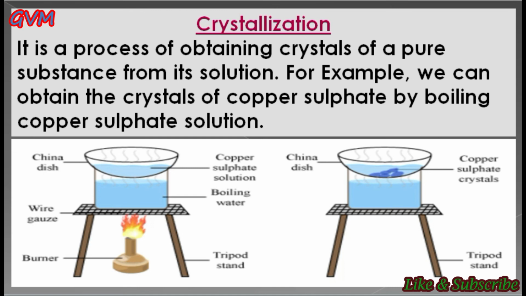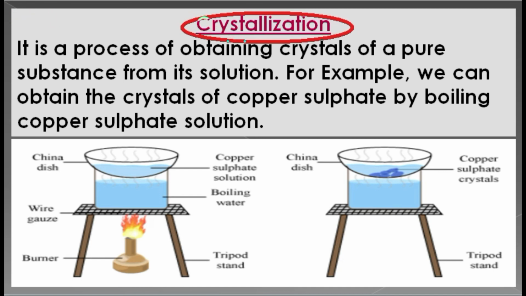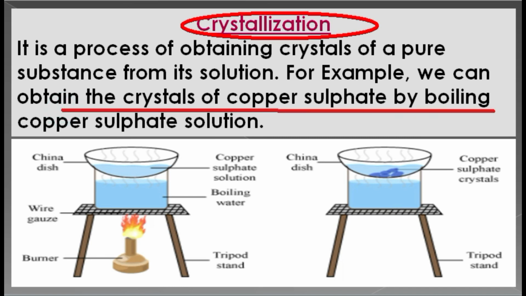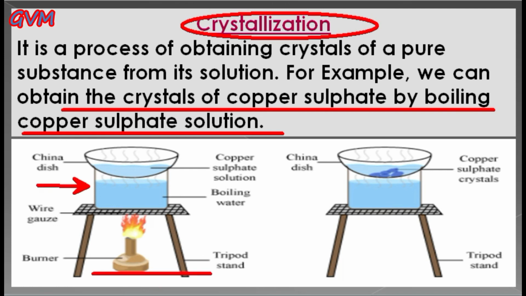Now students, the next important topic of this chapter is crystallization. Students, crystallization is a process of obtaining crystals of a pure substance from its solution. For example, we can obtain crystals of copper sulfate by boiling copper sulfate solution. As you can see here in this figure, this one is a tumbler containing boiling water, and over this boiling water is a china dish containing copper sulfate solution.